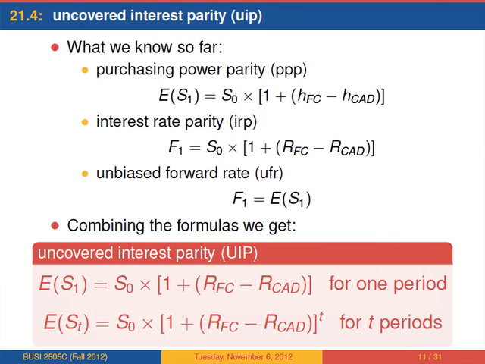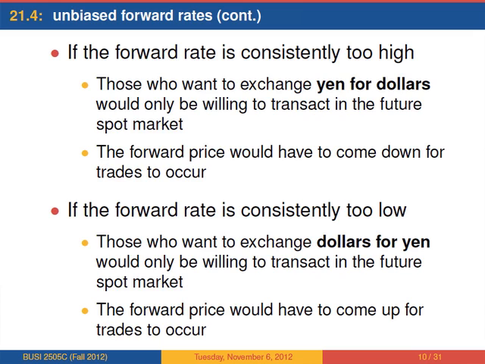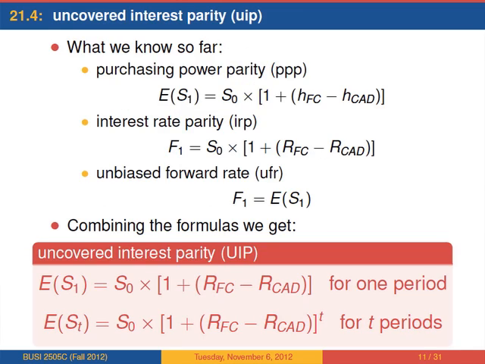The concept of the unbiased forward rate is if the forward rate is too high, based on what you think the spot is going to be in the future, then all you have to do is enter into a forward contract, and then a year from now exchange at the spot rate in the future. So this argument for the unbiased forward rate is that F1 should be the expected value of the spot rate a year from now. Those two things are different.